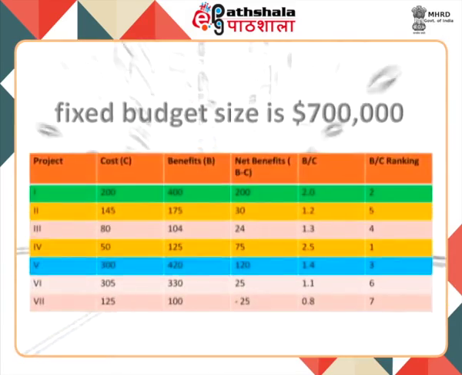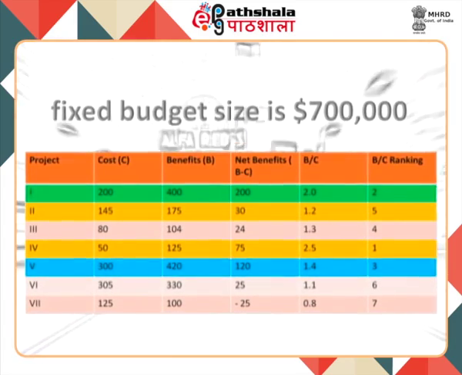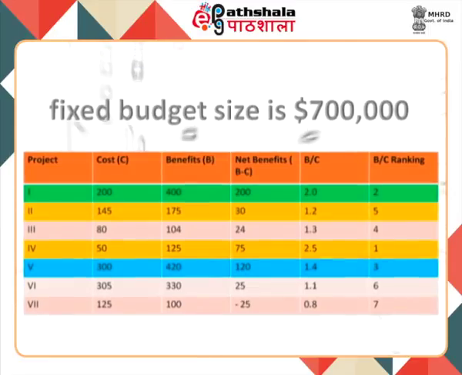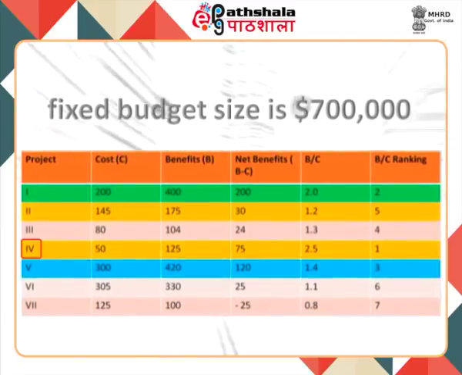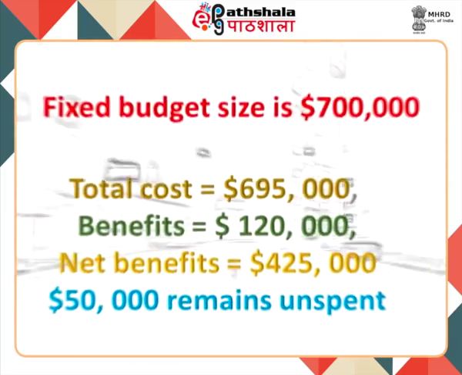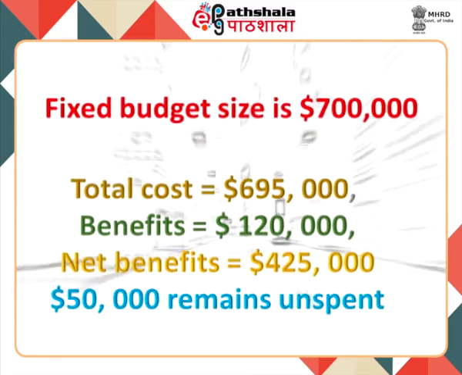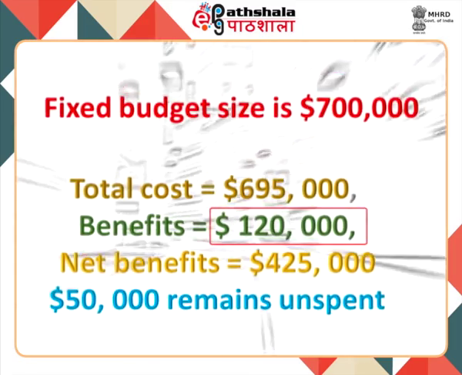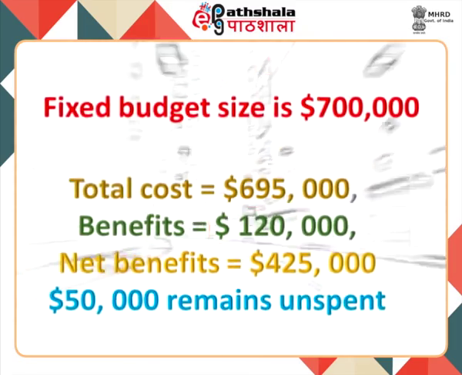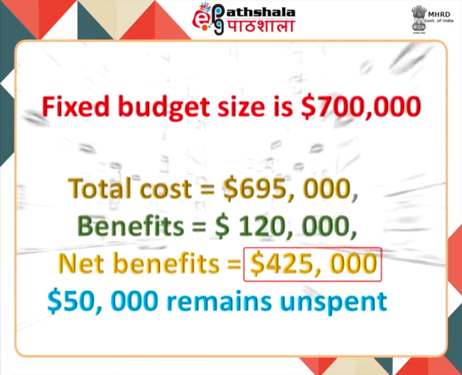$700,000. Experimenting with various combinations of the projects reflects that net benefits are maximized when projects 4, 1, 5, and 2 are chosen. Total cost is $695,000. Benefits are $1,120,000 and net benefits are equal to $425,000.